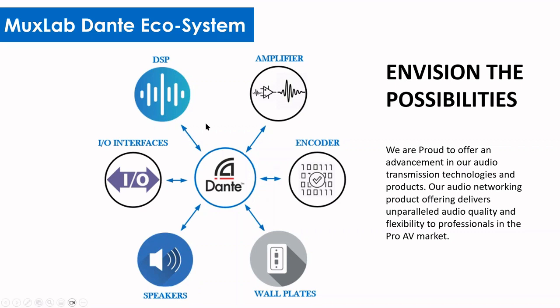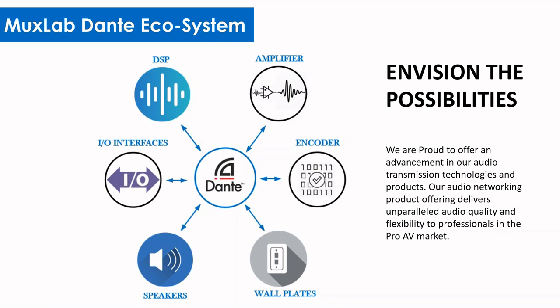In case you need to modify your audio, to have a little more control over it or do any kind of modulation of that audio, we have a digital signal processor that is Dante capable with 4 channels in, 4 channels out. And if you don't want to use Dante speakers and want to use regular analog speakers, then we also have an amplifier that can take a Dante signal, amplify it, and turn it into an analog signal that you can then send to your regular speakers.